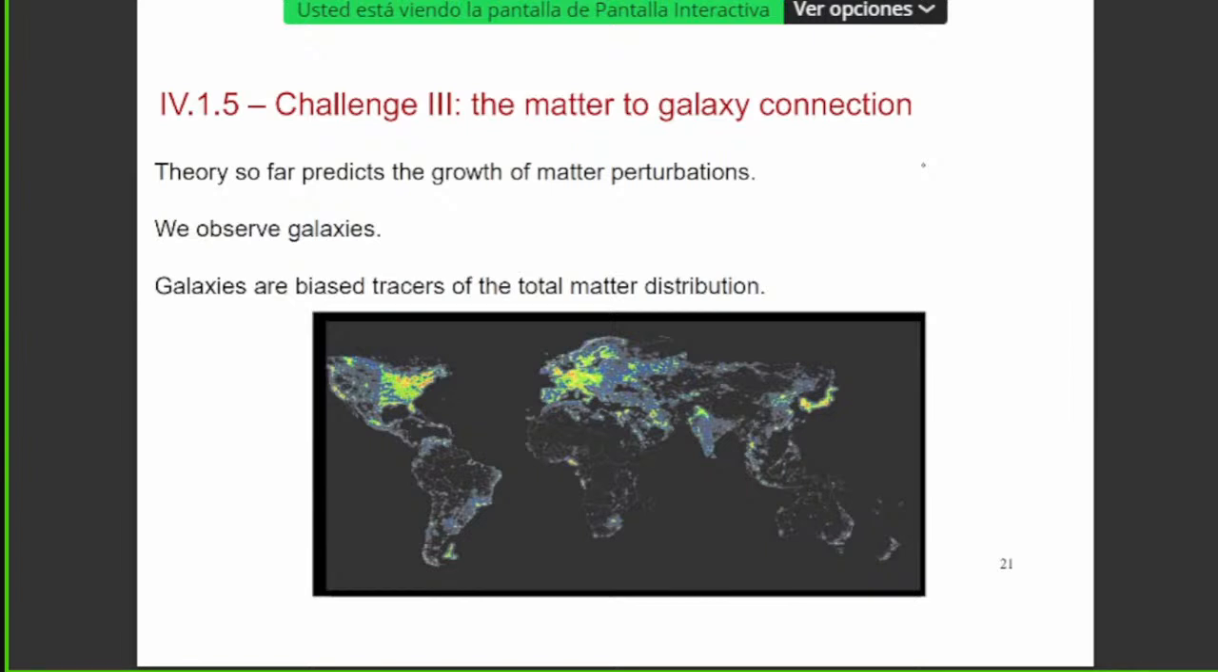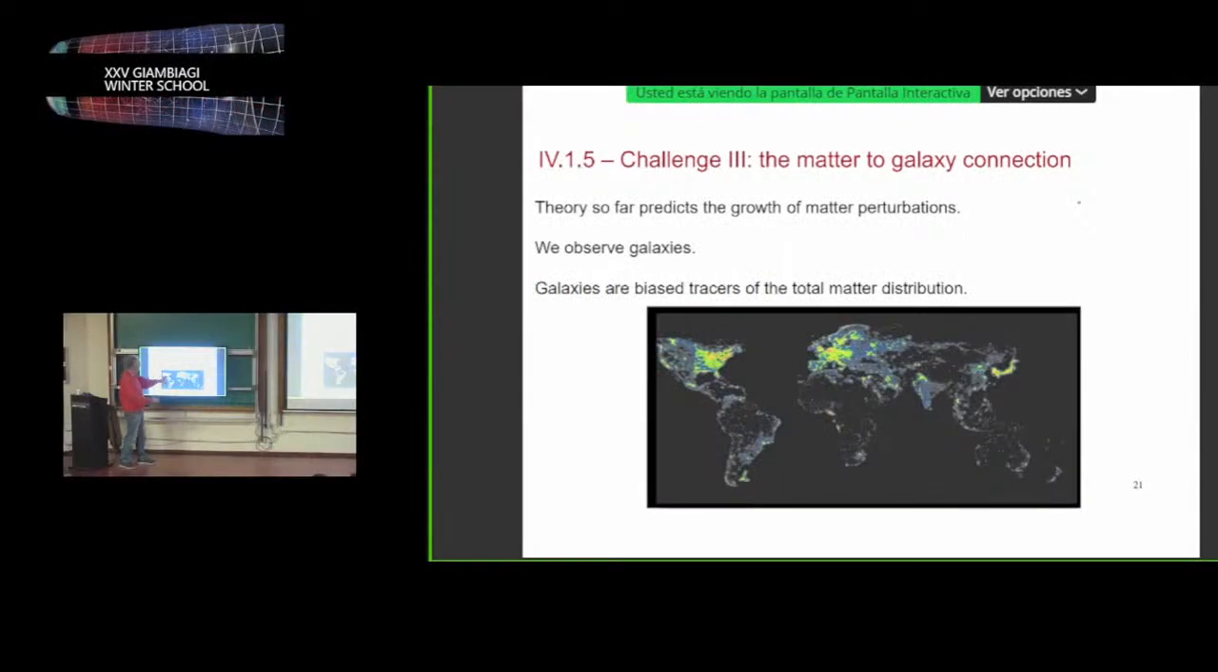The third challenge is the connection between matter and galaxy, because all we have done so far is to look at the matter power spectrum, but we don't see the matter power spectrum. We see galaxies. So what is the problem? This is exemplifying this map. Suppose you're looking at the map of the Earth and you just look at light. So you see that there are concentrations of light in some places, but the matter is underlying all of this, right? There's, of course, ocean here too.